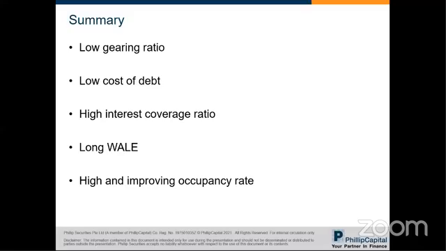and a high and improving occupancy rate, around 90% or more. Lastly, we would like it high, but we also want it to be stable. That's why it's very important.